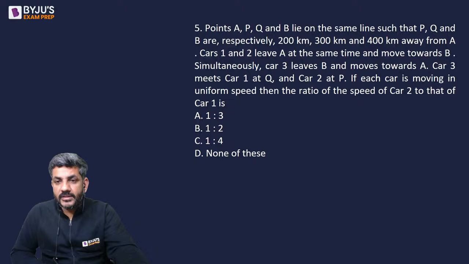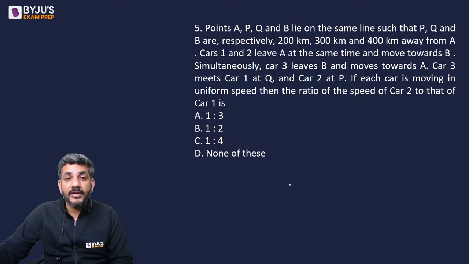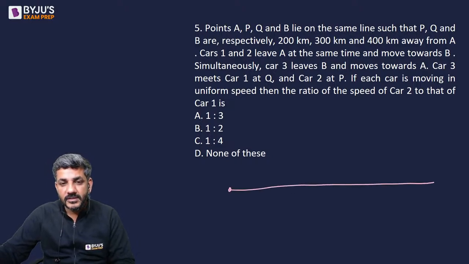Okay, let's start doing this question now. Points A, P, Q, and B lie on the same line such that P, Q, and B are respectively 200, 300, 400 kilometers away from point A. Let me just make it here. So this is point A, this is point B.